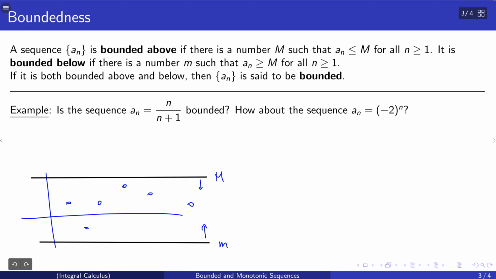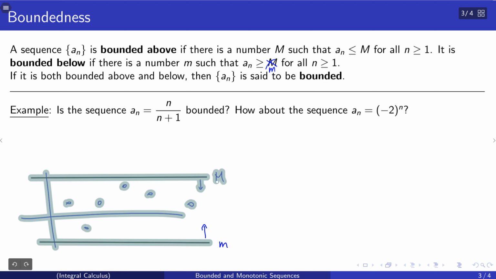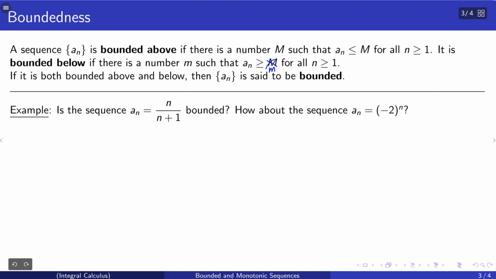And if your sequence has both a capital M and a small m, so this is a typo here, it should be small m, that bounds it from above and bounds it from below, then we just say the sequence is bounded. Okay, so how can we tell that a sequence is bounded or unbounded? Well, usually you have to prove some inequalities.